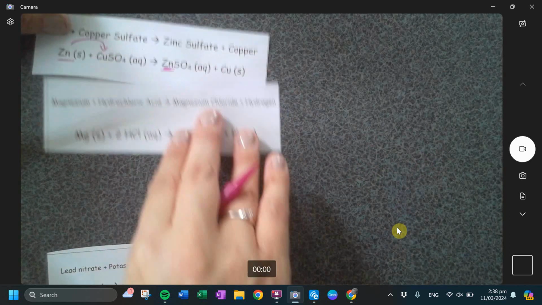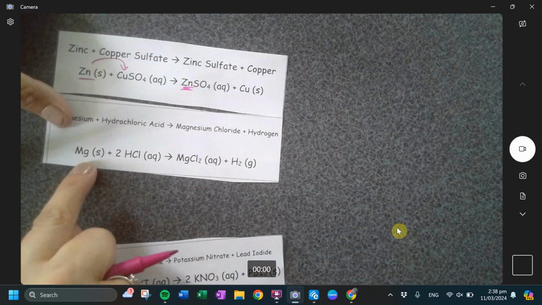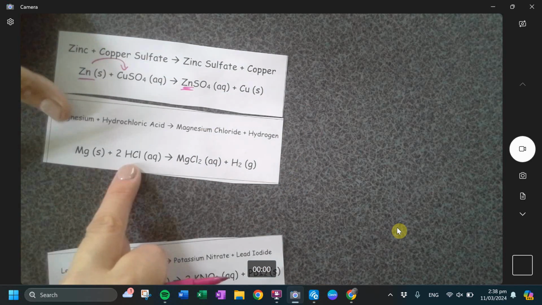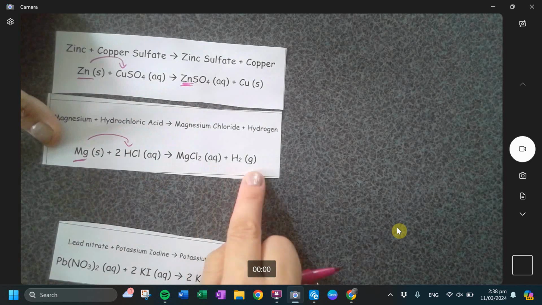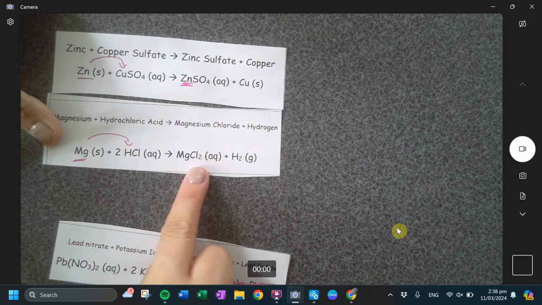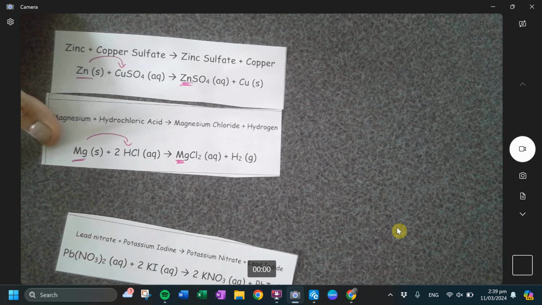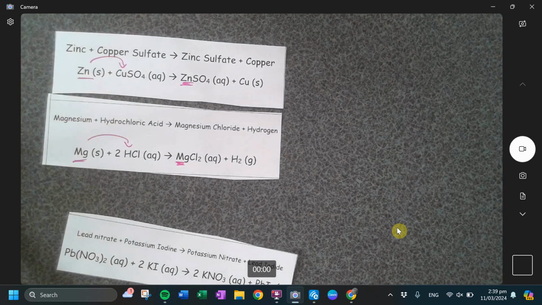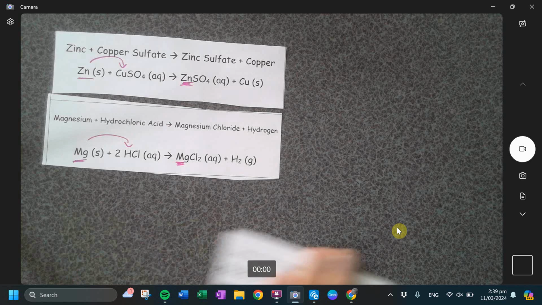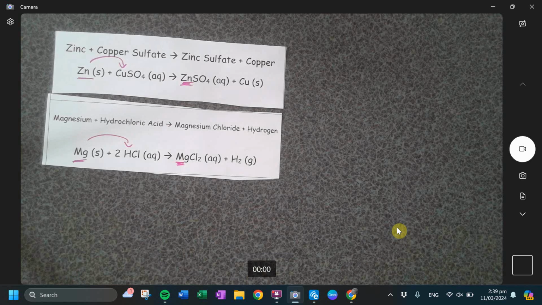This one over here, I'm just going to try to keep them in so you can both see them. Magnesium and hydrochloric acid. Do you see how this has displaced the hydrogen? And now we have magnesium chloride. Displacement. So when we are talking about displacement, we're talking about a replacement.